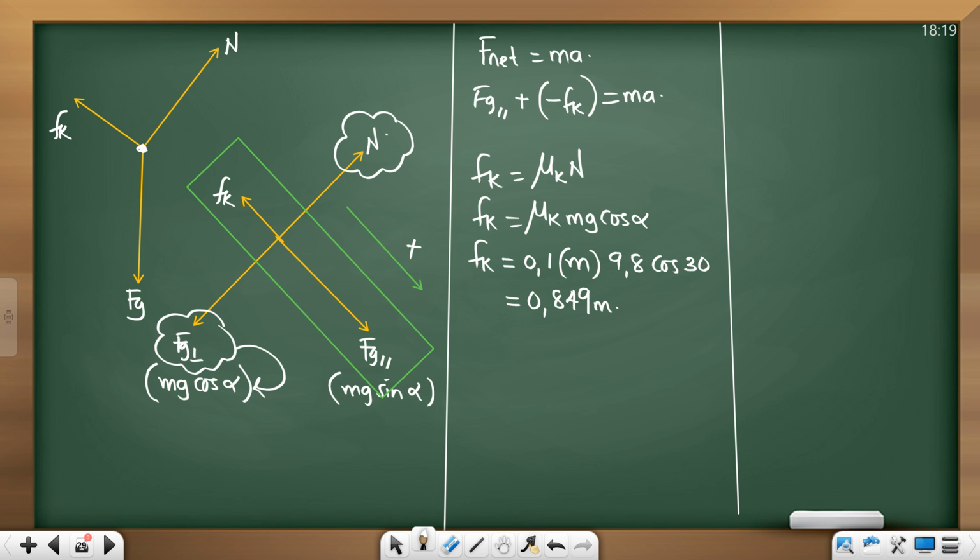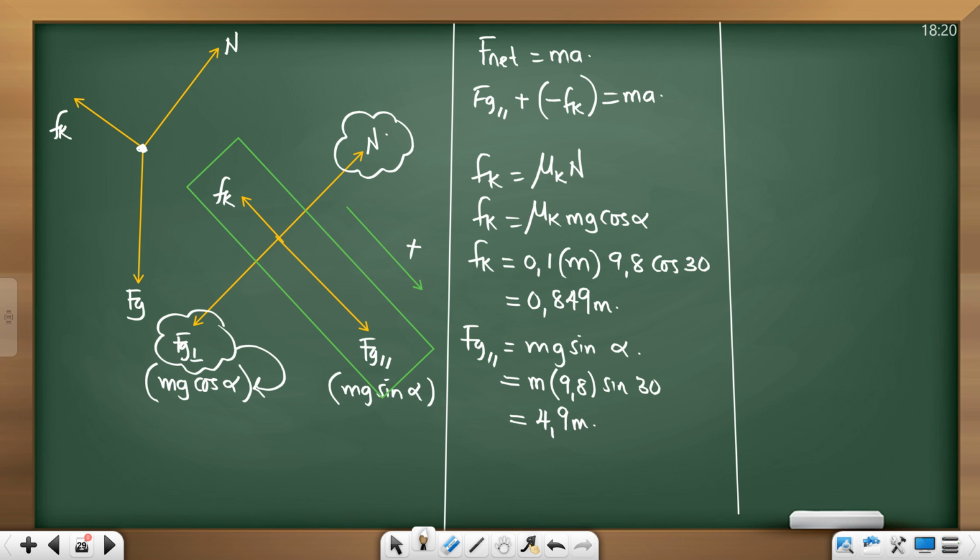So what is my F_g parallel? Let's deal with that quickly out here. What is it? mg sine what? Alpha. Is that fine? Do we know the mass? No. Do we know g? And sine what? 30. What would that give us? 4,9 m. Sine 30 is half.